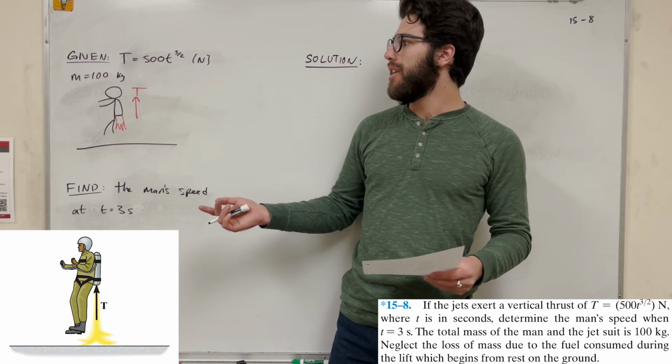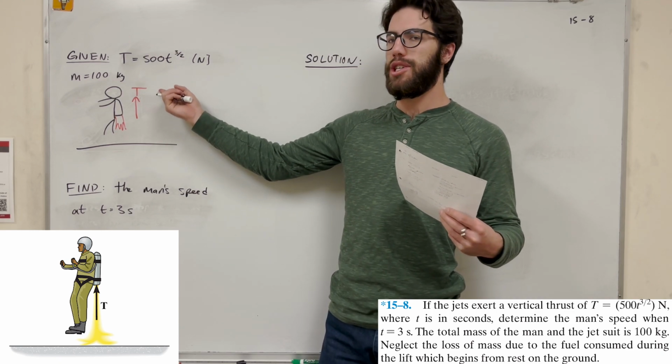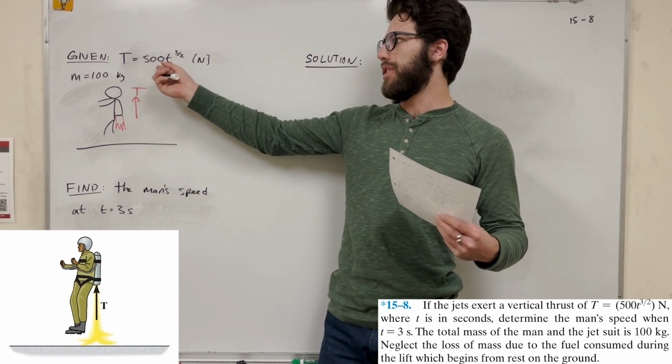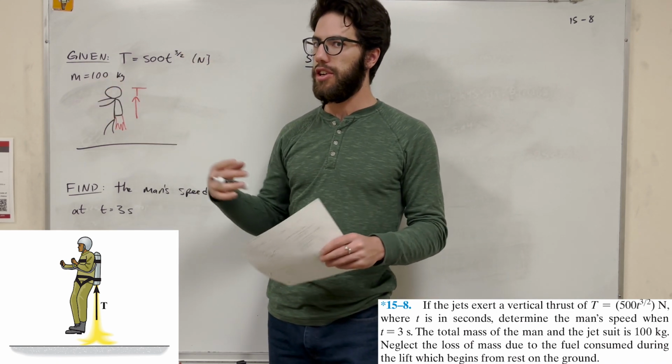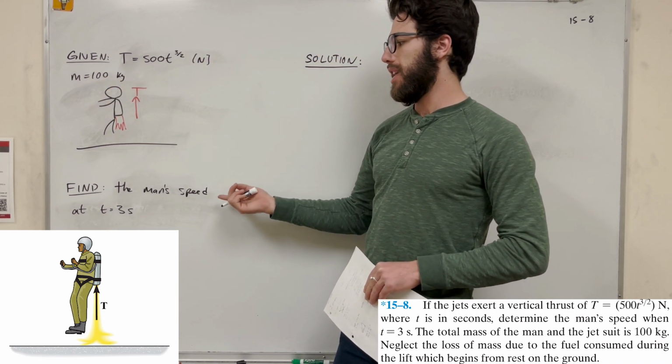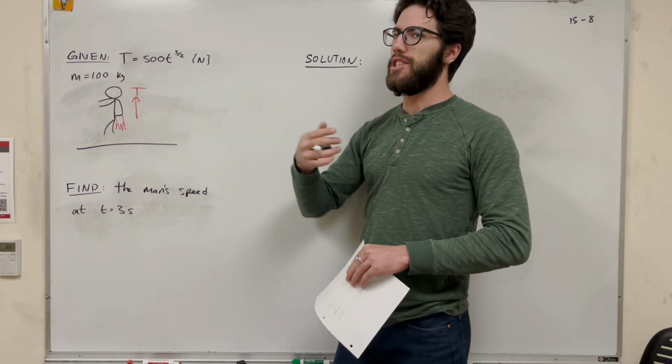So let's solve this problem. Basically, we have this guy with a jetpack, and he has this thrust pushing him upward. That thrust is equal to this equation, 500t^(3/2). We know his mass is 100 kilograms. Our goal is to find the speed of the dude at 3 seconds. So he's going to go, and then at 3 seconds, what's his speed going to be?